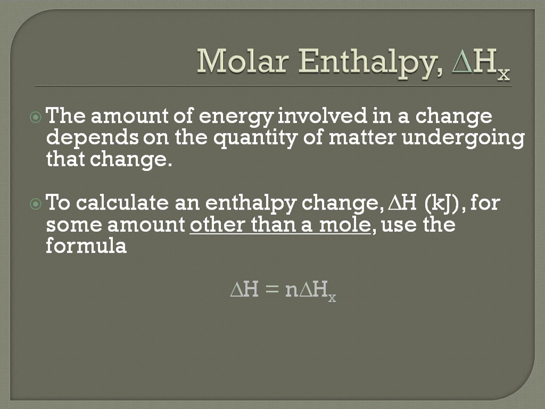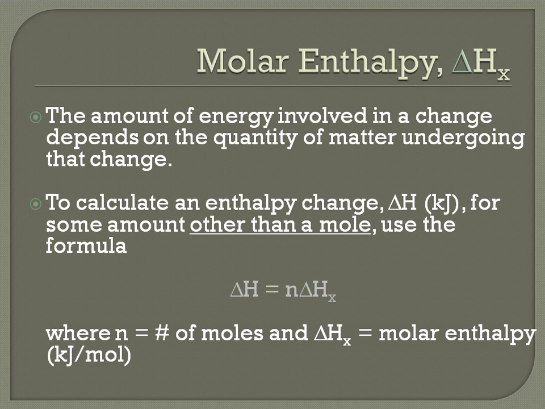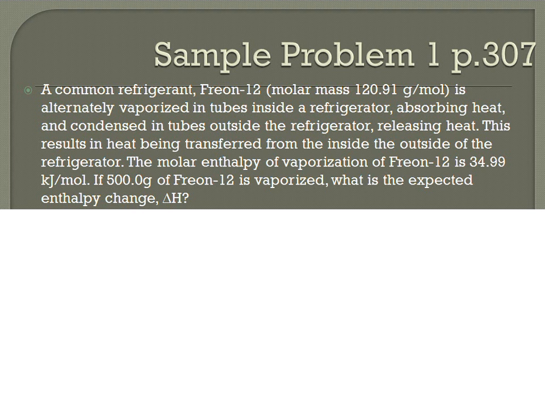If you look at the units, the moles cancel out when you multiply your delta Hx by the number of moles. We're going to go through an example of this. n is the number of moles, and delta Hx is the molar enthalpy, which is in kilojoules per mole. If I just want to find the amount of energy, not necessarily the energy per mole, I'm going to use this equation. So let's go through an example.